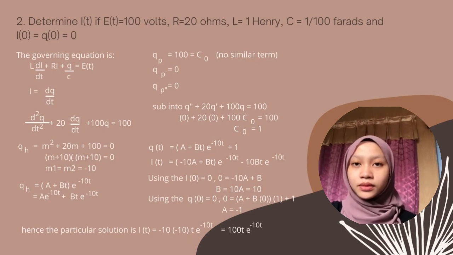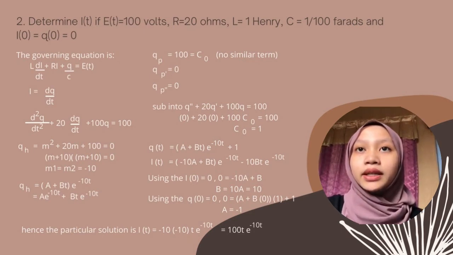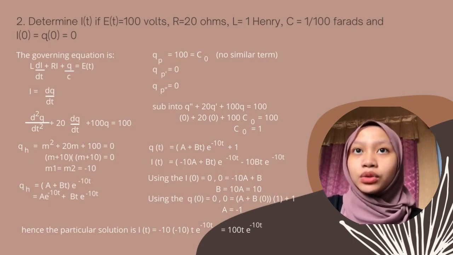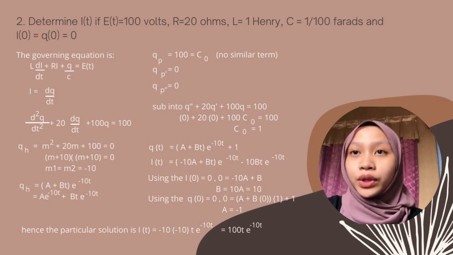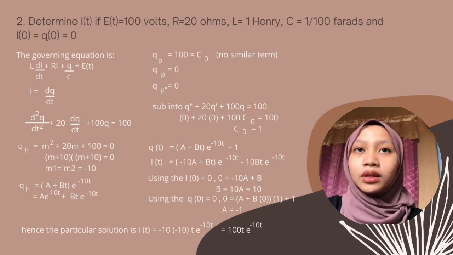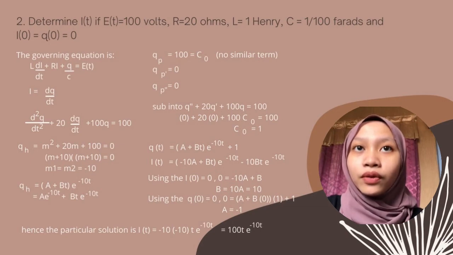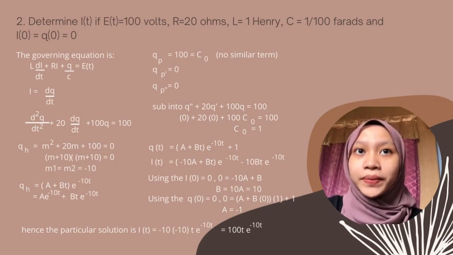The second question is: determine I(t) if E(t) equals 100 volts, R equals 20 ohms, L equals 1 henry, and C equals 1 over 100 farads. So we use the equation L di over dt plus Ri plus q over C equals E(t).